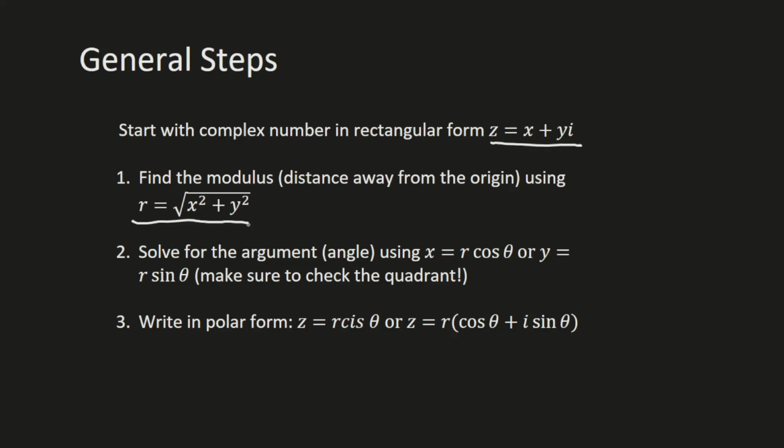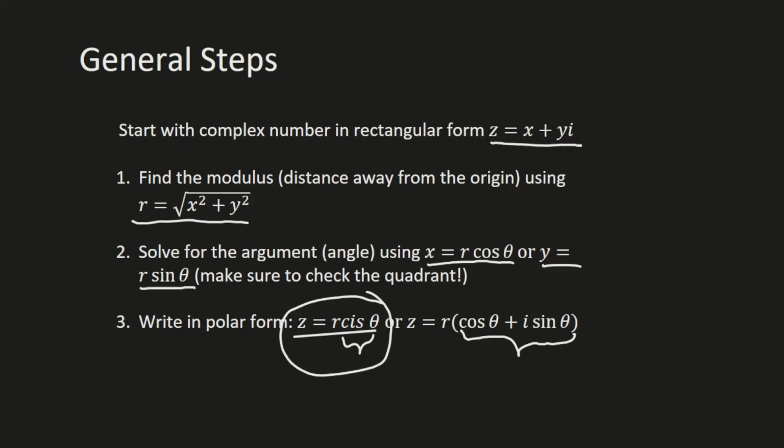Once you have that done, the next step is to solve for the argument, or the angle, using either this equation, x is equal to r cos theta, or this equation, y is equal to r sine theta. And make sure to check which quadrant the complex number is in to make sure you have found the right angle. Once you have both those pieces of information, you can put them into the polar form here. Z is equal to r cis theta, and cis theta here is just a short form way of writing cos theta plus i sine theta, but I'm just going to be writing this form in my solutions.